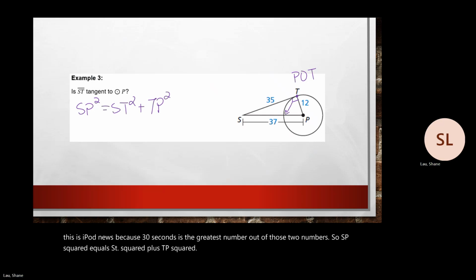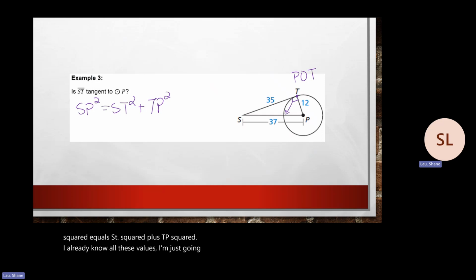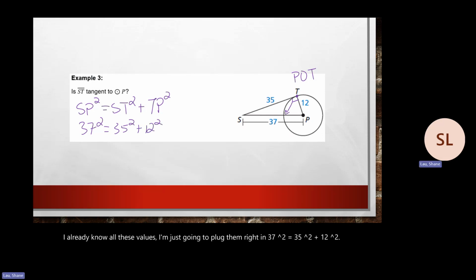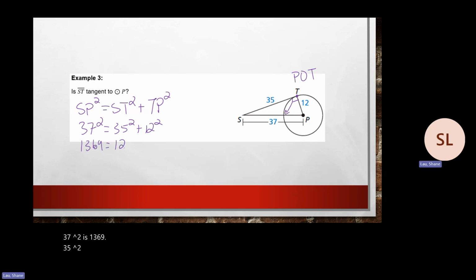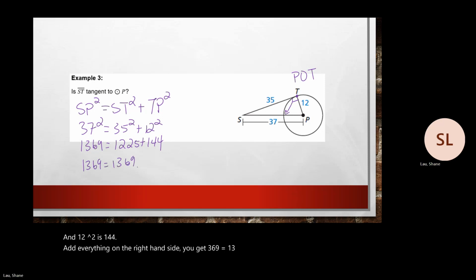Well, I already know all these values. I'm just going to plug them right in. 37 squared equals 35 squared plus 12 squared. Well, 37 squared is 1369. 35 squared is 1225. And 12 squared is 144. Add everything on the right-hand side. You get 1369 equals 1369. Okay.